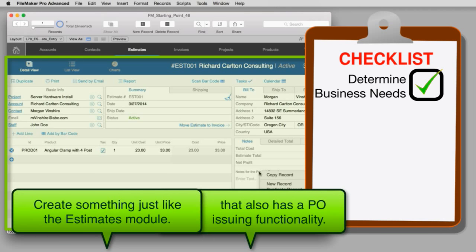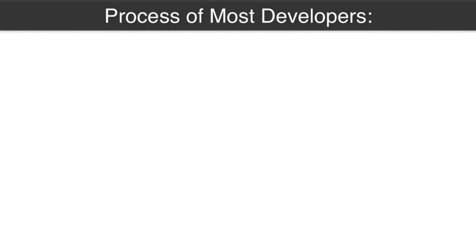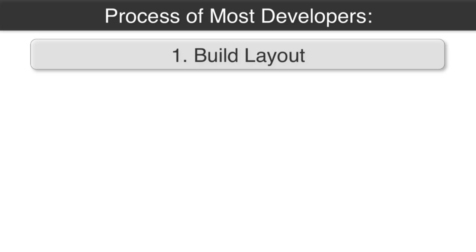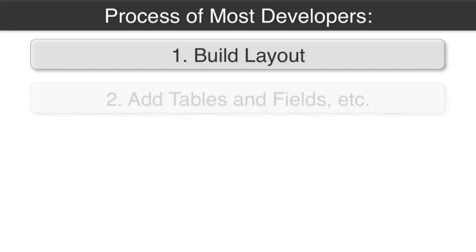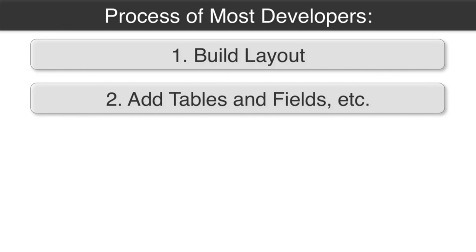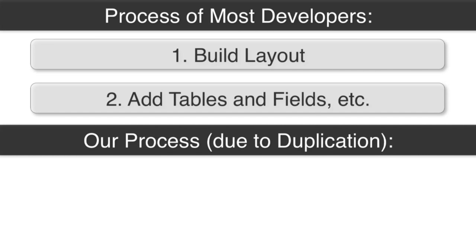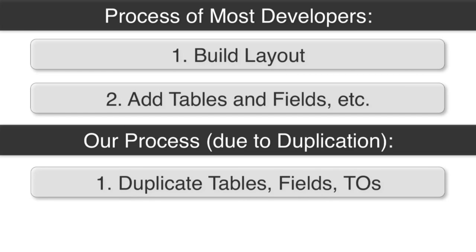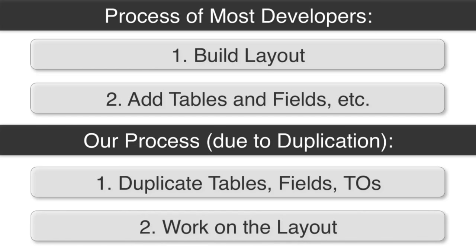It's important to understand that most developers and most users will build the layout or start to build the layout that they want first. Then they start to add the tables and the fields to support that as they go on. Since we're duplicating an existing module, we're actually going to build things what you would consider intuitively backwards. We're going to go ahead and duplicate all the under the hood stuff that makes the estimates work, from the table to the fields to the table occurrences. And then one of the last things we do is work on the layout. So I know this seems counterintuitive, but it's the most efficient way of duplicating a module in FileMaker.